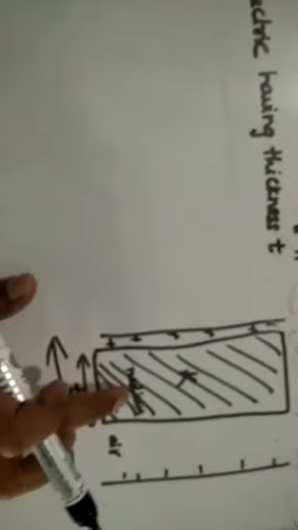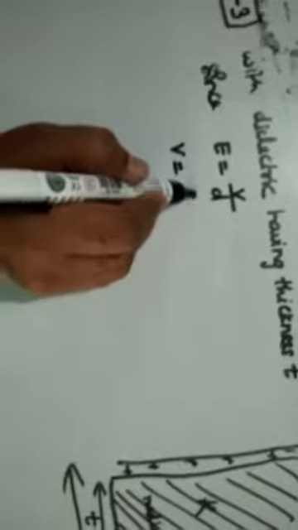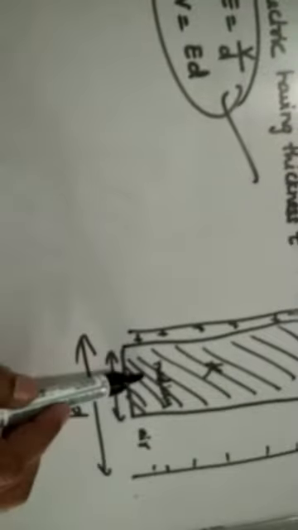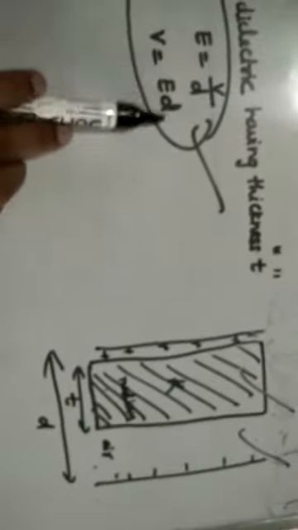Again, the same process I am following. First of all I will find the electric field, and after that I will apply E is equal to V by D. See, here two types of electric fields are there. Again I am using the basic formula: since electric field E is equal to V by D, potential V is equal to E into D. Using this concept in the first part and in the second part, V is equal to E into D.